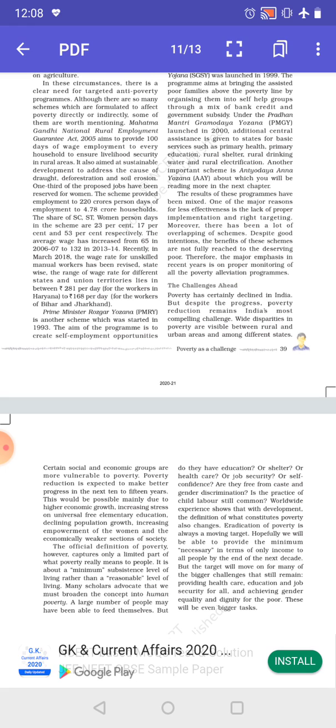Now, a large number of people may be able to feed themselves, but do they have education? Do they have shelter or healthcare or job security or self confidence? Or are they free from caste and gender discrimination? Are they free from child labor?